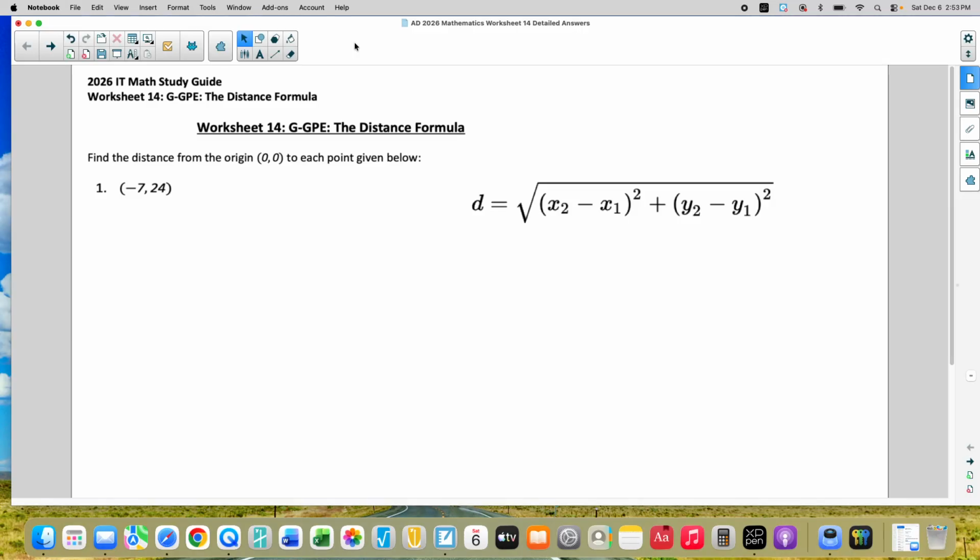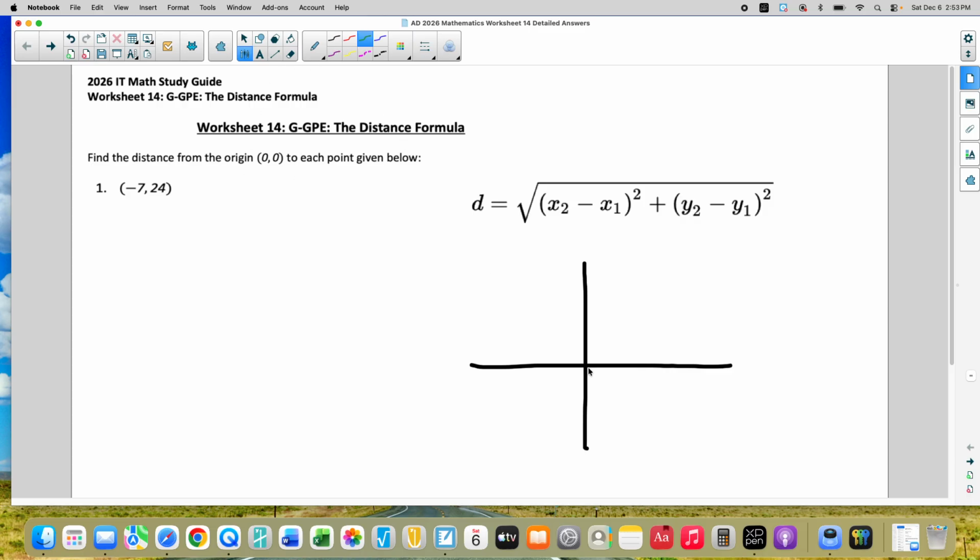All right, this is worksheet number 14 for the academic decathlon in math. This worksheet deals with the distance formula. Here is the distance formula. The distance formula works on the Pythagorean theorem.